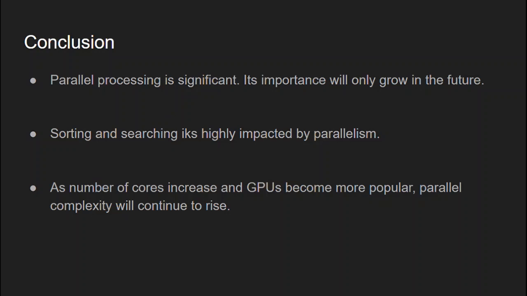Now we come to the conclusion. We can now say that parallel processing plays a significant role in the effectiveness of computation, and its use is likely to grow in the coming years. Sorting and searching algorithms are already impacted by parallelism and are already considerably used. As the number of cores continue to increase and the popularity of GPUs continue to rise, the complexity of parallel processing will continue to increase along with the advantages.